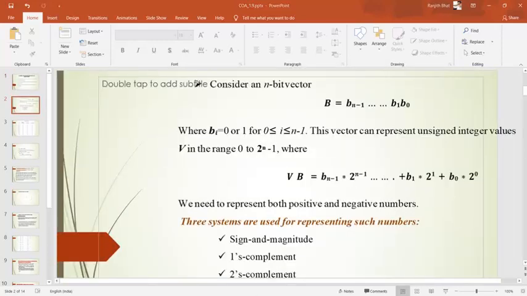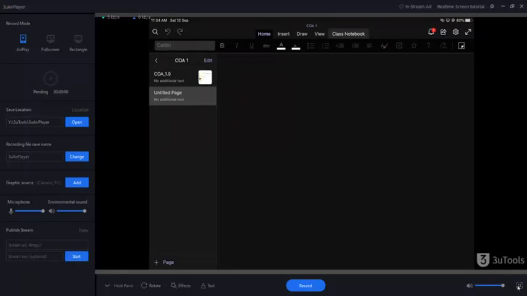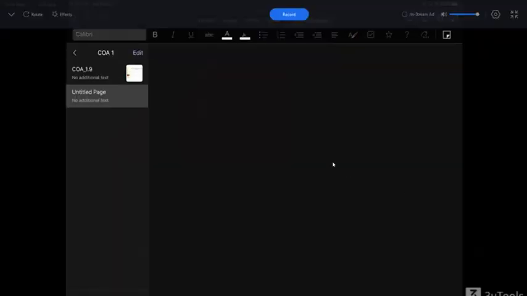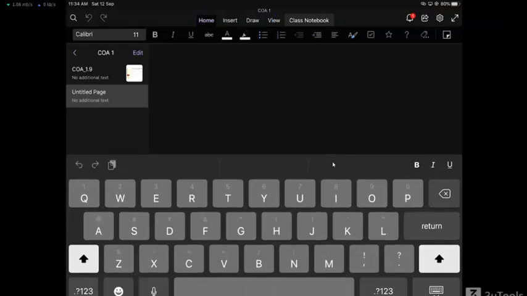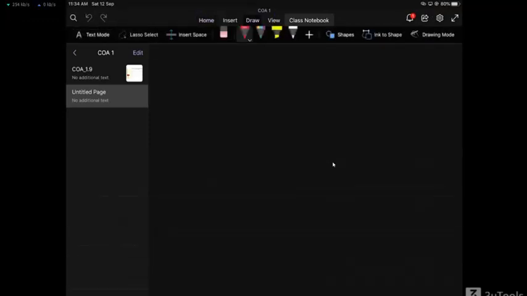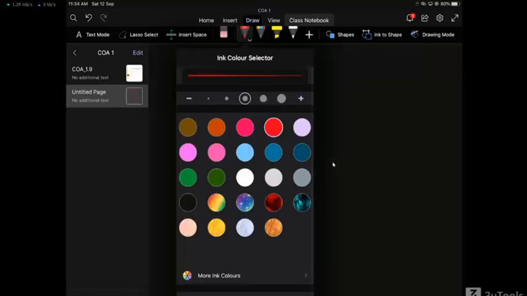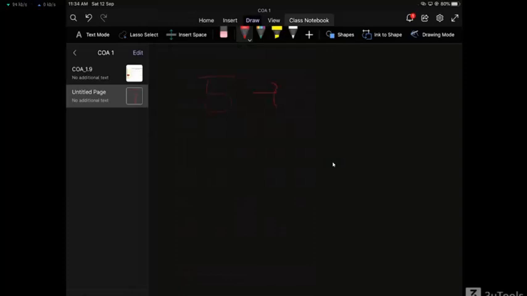Any number can be represented with the help of binary digits. For example, if I want to represent five, the number five can be represented in 4 bits, a 4-bit representation. I can denote it as 0 1 0 1. So this is my five when it comes to binary.